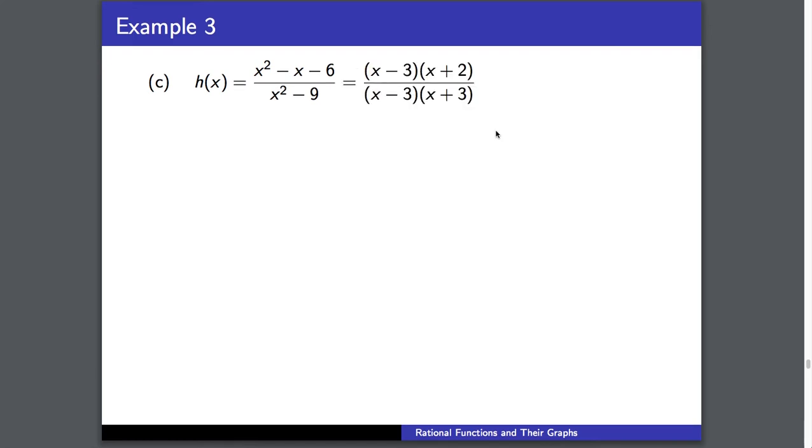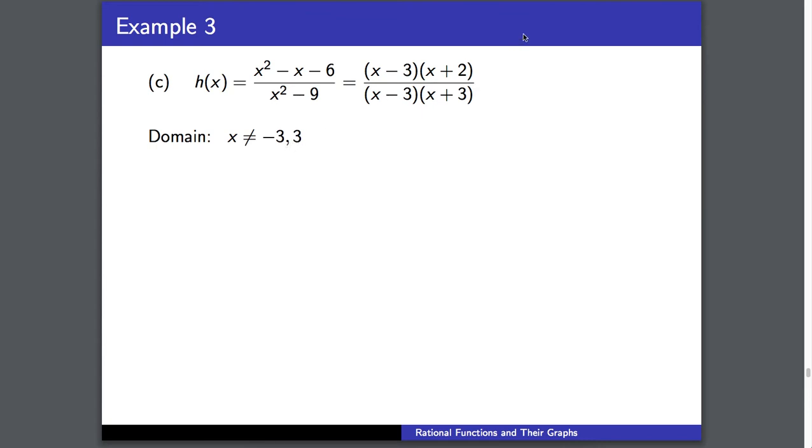They factor as x minus 3 times x plus 2 for the numerator, x minus 3 times x plus 3 for the denominator. And our domain, if we set x minus 3 not equal to 0 and x plus 3 not equal to 0, we again get x cannot equal negative 3 and x cannot equal positive 3. So at each one of these values for x, negative 3 and positive 3, there's either going to be a vertical asymptote in the graph or a hole in the graph.